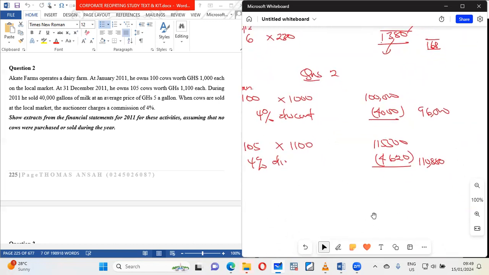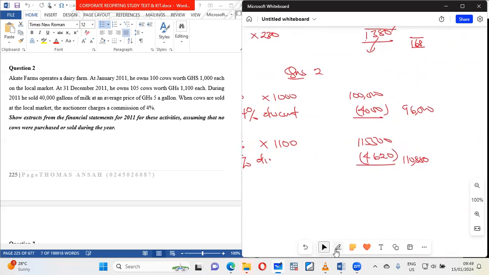All right, but there has been a change. What will be that change? This one is going to my SOFP, presented separately as part of non-current assets. Then what is my change? My change now is 96,000 compared with 110,880, that gives me 14,880, and this is going to my SPL.